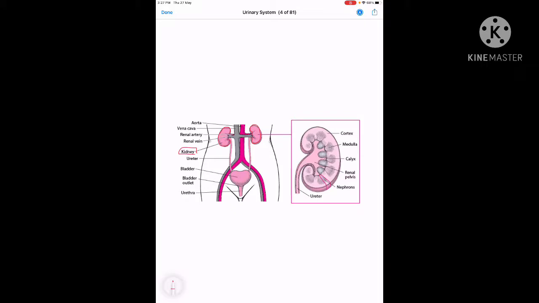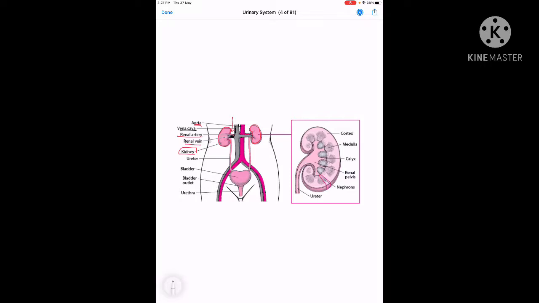The first one is coming from the aorta, the red one, and going inside the kidney. This blood vessel is the renal artery, which brings the oxygenated blood inside the kidney that is full of waste. We will talk about the type of waste later. And then you will see the renal vein, the one in black. This is the renal vein that will eventually join to form the vena cava that will go back to the heart carrying the deoxygenated blood.